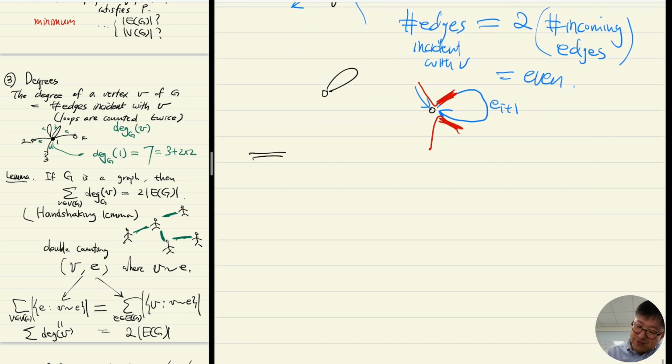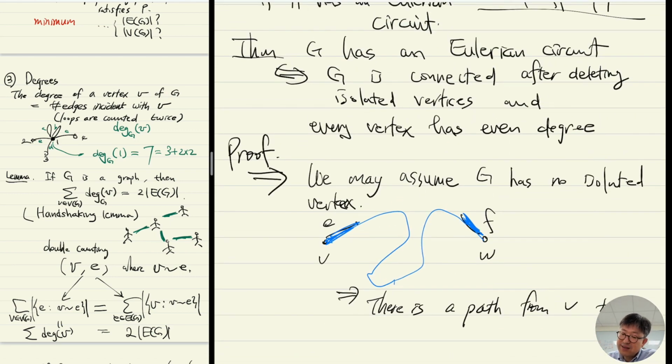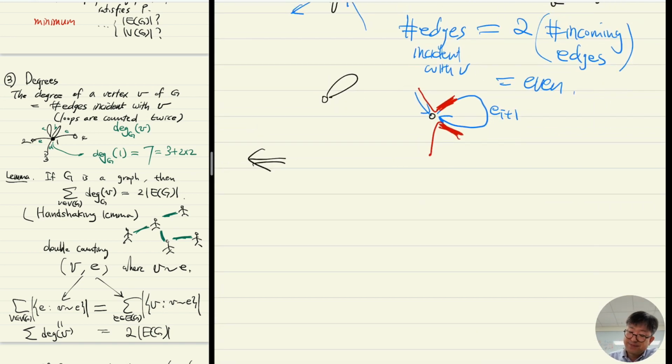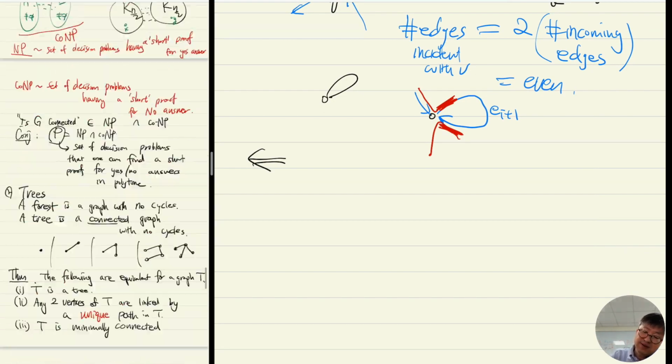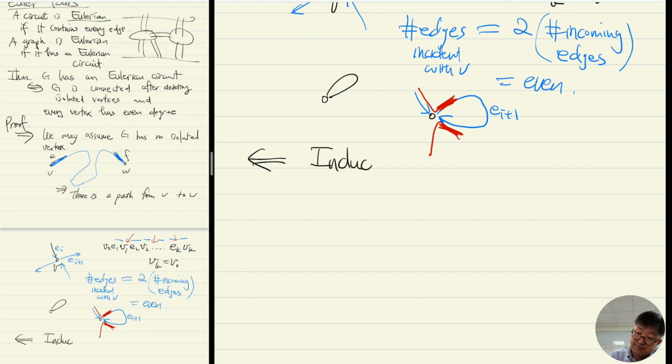But still we haven't proved the converse, right? So far we proved that if you have an Eulerian circuit, then the graph is connected after deleting isolated vertices, and every vertex has even degree. How about the converse? If you want to prove the converse, I think it's easier to use induction. So let's use induction on the number of edges of the graph G. How do we do the induction? Now, if G has no edges, then we are done.